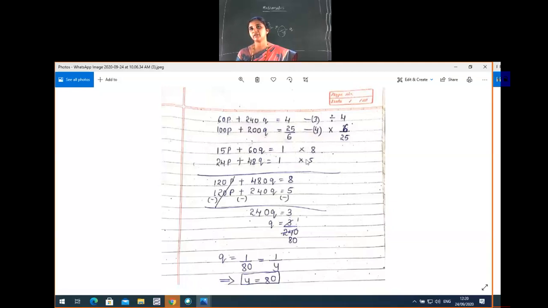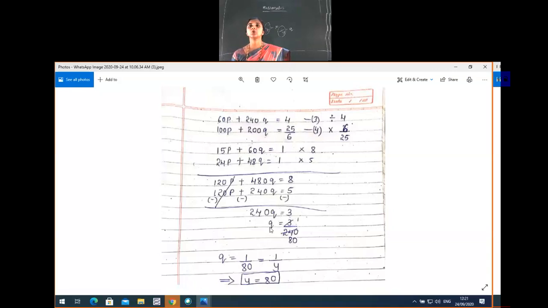Here we have to multiply it with 5, because 15 into 8 you will get 120 and 24 into 5 you will get 120. So after the multiplication you will get 120p plus 480q, which is equal to 8. Then 120p plus 240q, which is equal to 5. After the sign change rule, here minus, minus, minus. This 120p and 120p, okay, same terms with opposite sign get cancelled. Here you will get 480 minus 240q, that is, again 240q is remaining. 8 minus 5 is 3.